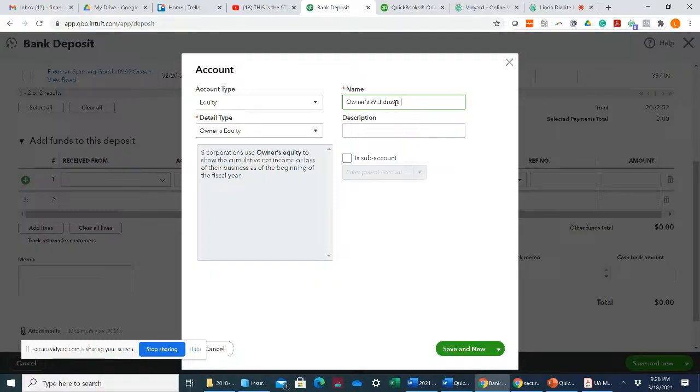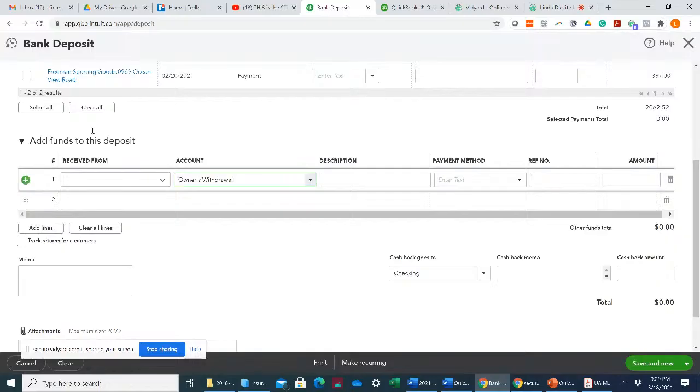So this account will be used when the owner takes out money. If you're taking out money for personal reasons, or maybe you take out money to invest in another business, you would use owner's withdrawal usually. But if it's more complicated than that, you can talk to an accounting professional. So I'm going to go ahead and click save.